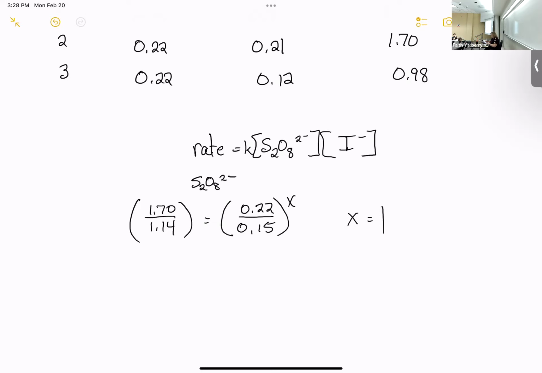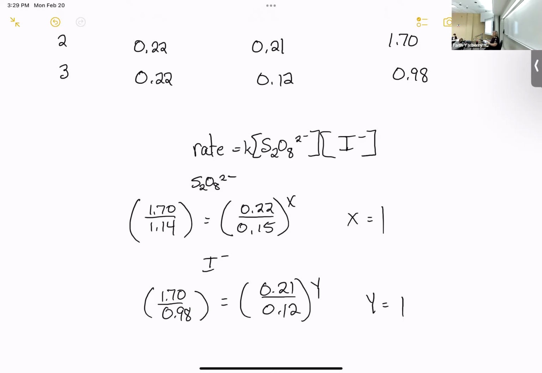Then for I minus, I did 1.70 over 0.98, and that was equal to 0.21 over 0.12 raised to the y. And when I solve for y, I got a 1 as well.